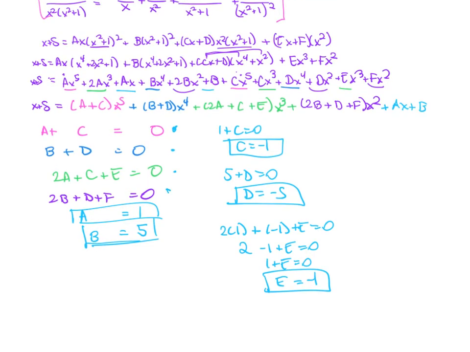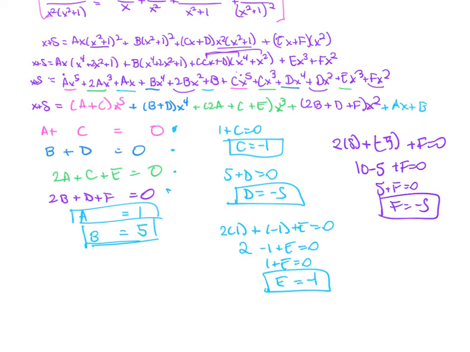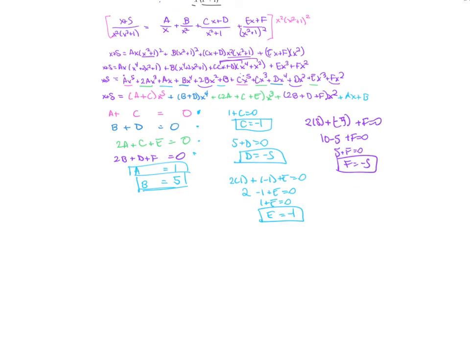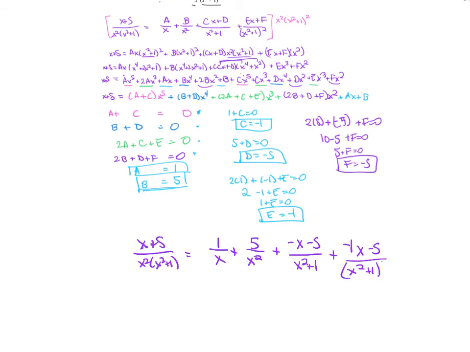And then now F, so the last equation. So we have 2 times 5 plus D, which is -5, plus F equals 0. So 10 minus 5 plus F equals 0. 5 plus F equals 0, or F equals -5. So now we're finally almost done. Now we have to write the rest. So our partial fraction decomposition is 1 over x plus 5 over x squared plus C, which is -x, plus D, minus 5 over x squared plus 1, plus E, which is -1 x minus 5 over (x squared plus 1) squared.